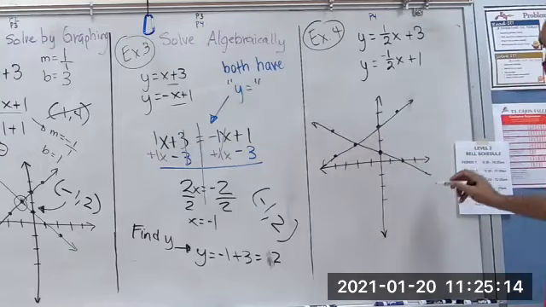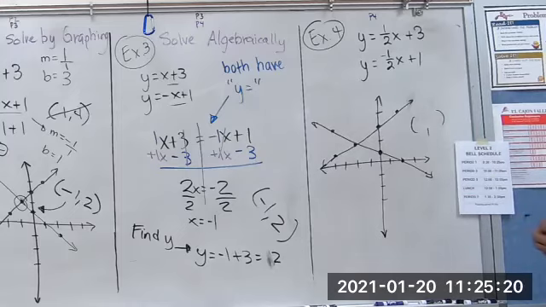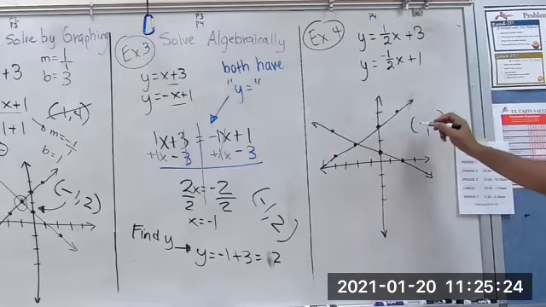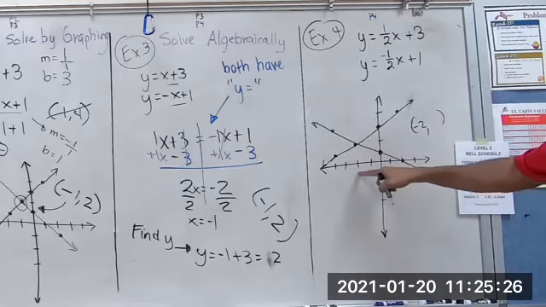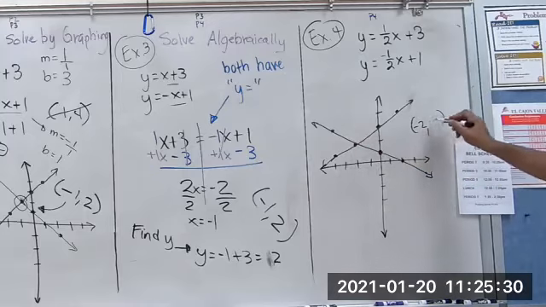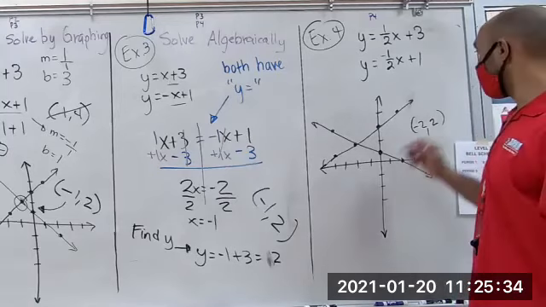So what's the answer? Remember, we're going to go first 3, negative 3. That's 1, 2. Up. And then up 1, 2. So positive 2. So negative 2, or positive 2. Okay? And there's your solution.